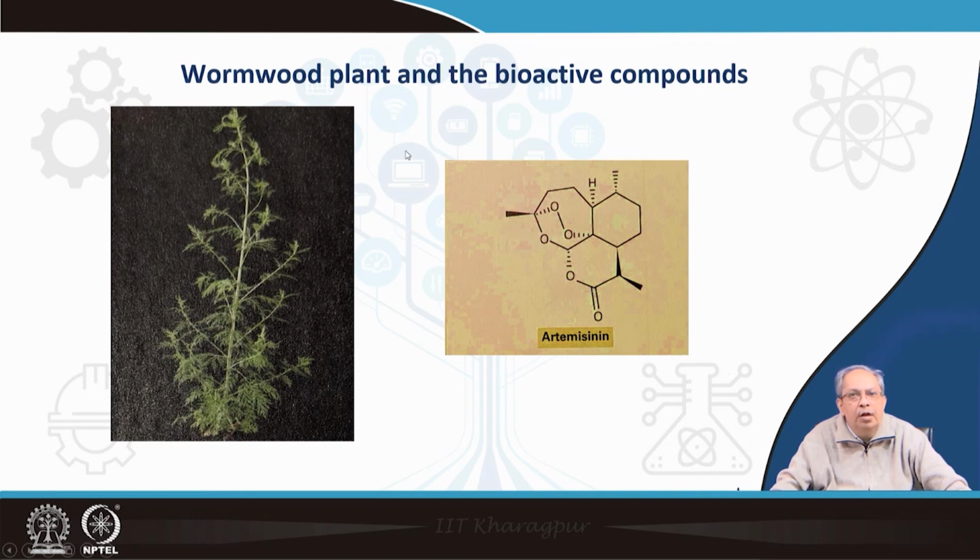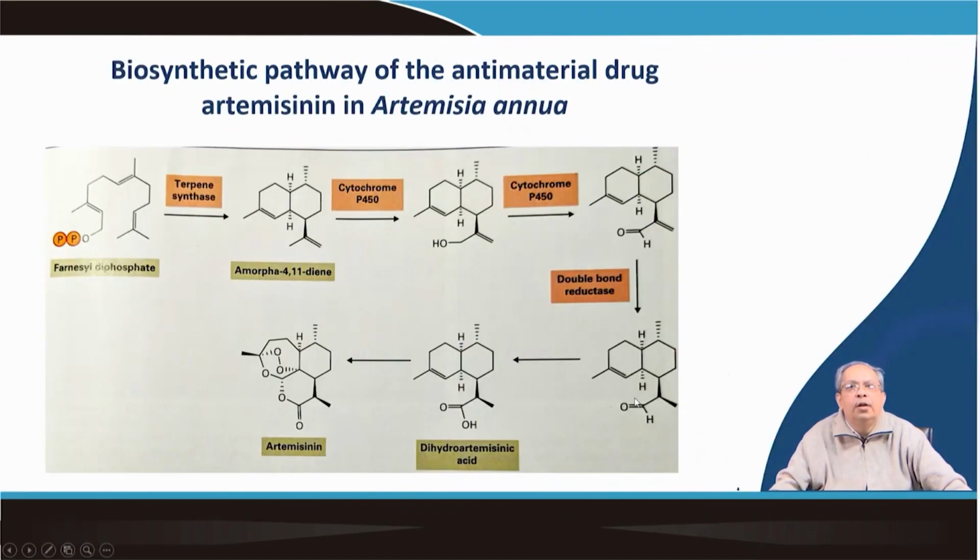monoterpene, sesquiterpene, diterpene, triterpene. So, with artemisinin, two sesquiterpene units join together and finally form this structure, and this is found in the plant of the Asteraceae family, which is called wormwood, or the scientific name is Artemisia annua, and artemisinin is a very important compound because it is now used as an antimalarial drug.